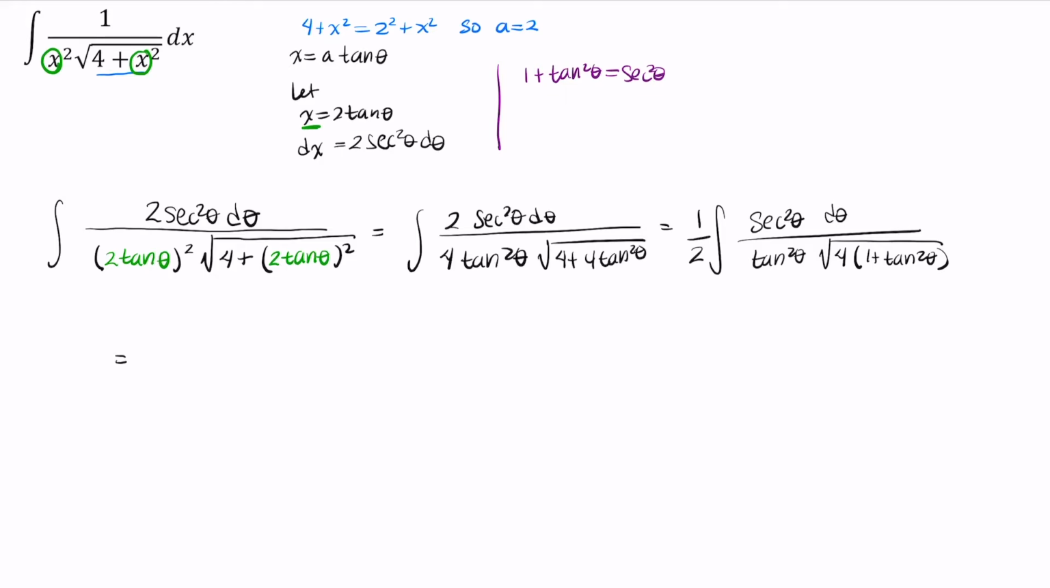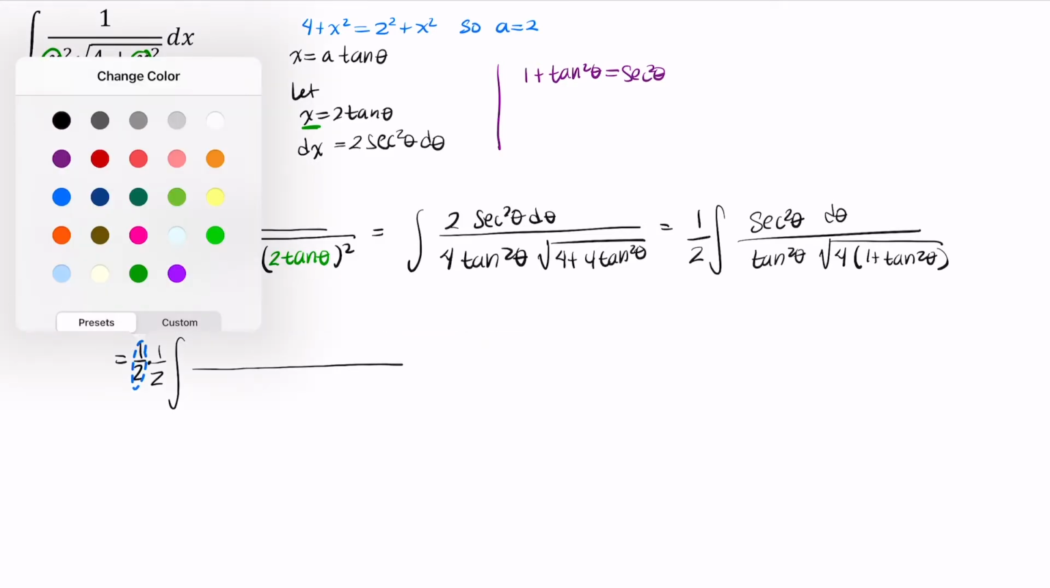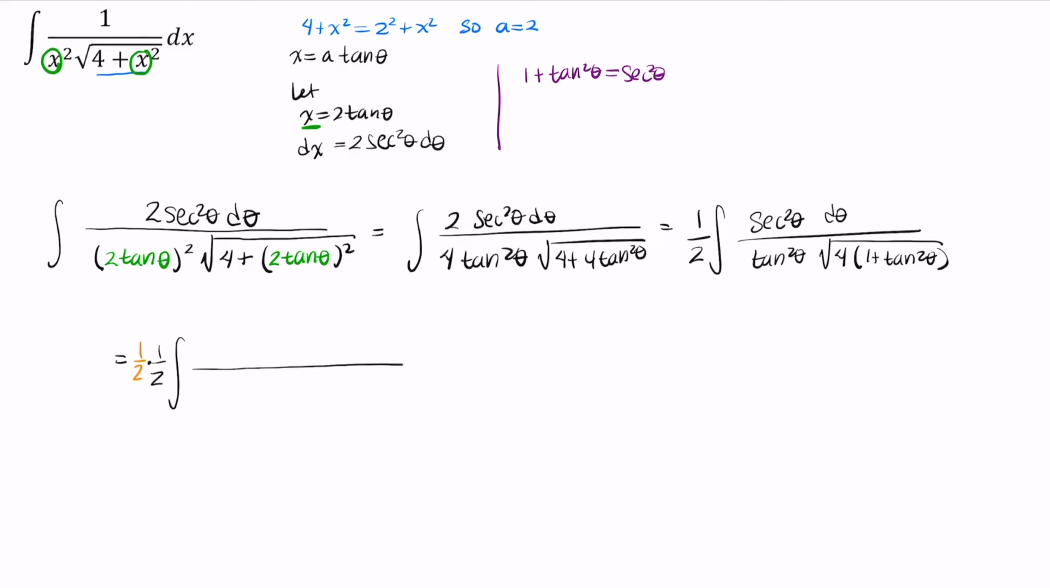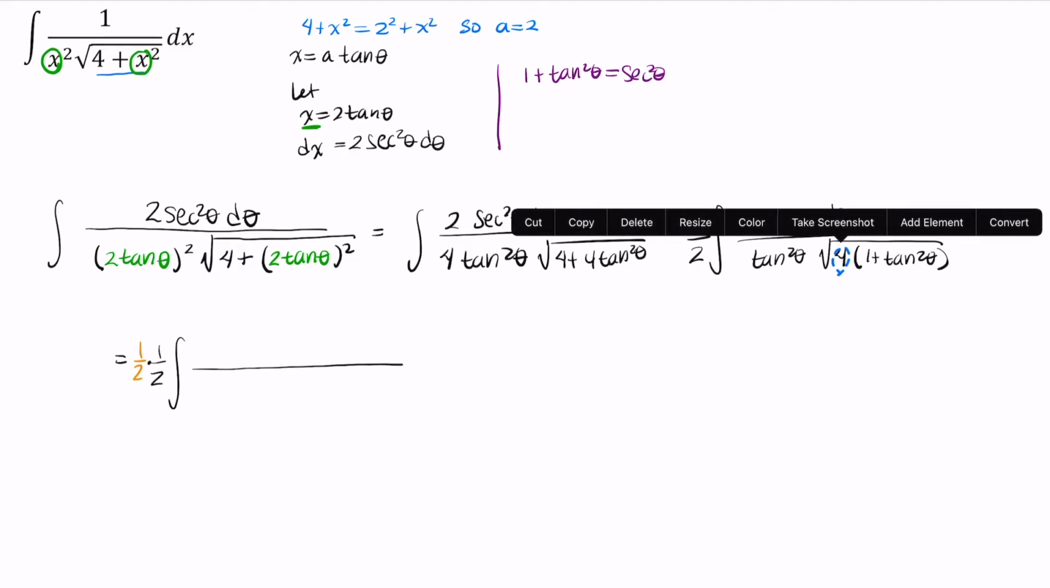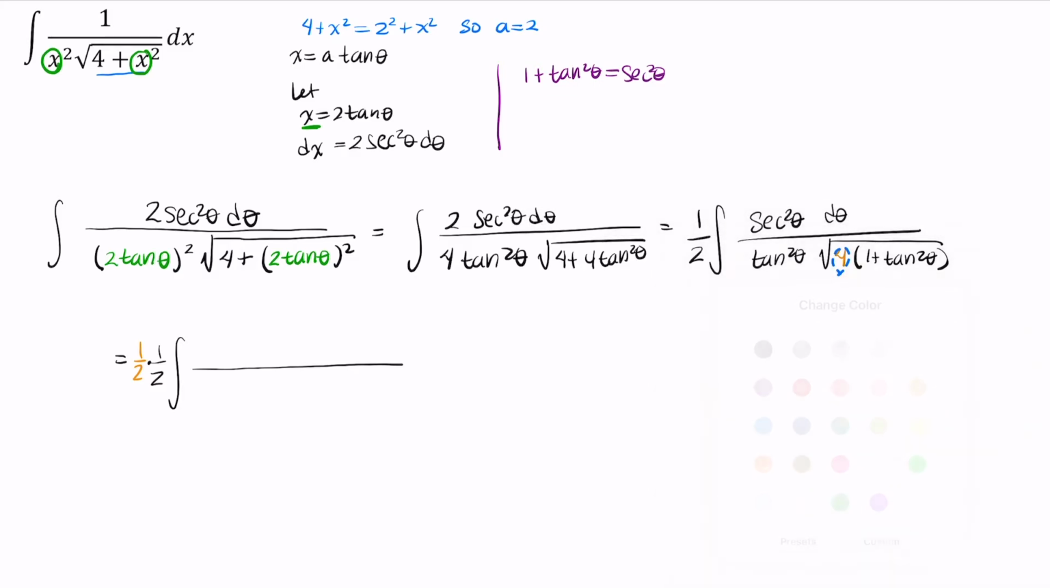So let's continue. I have 1/2 times the integral, and let's start with the denominator since it's more interesting. Well, the square root of 4, that's just going to be 2. So let me bring that constant out to the front. And actually, so you know where it came from, I'm going to make it orange. And I'm going to make this 4 orange. Okay, so that's where that 2 outside of the radical came from.